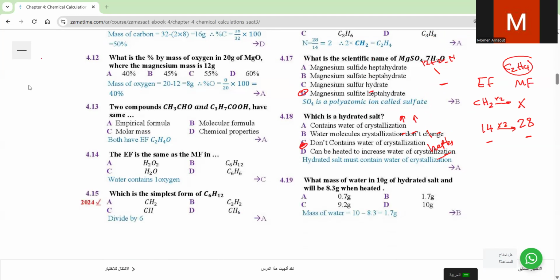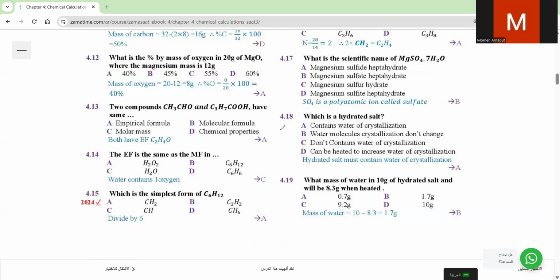Remember what is a hydrated salt? It contains water of crystallization, like the previous compound. It is called hydrated salt, hydrate. Remember from 1 to 10: mono, di, tri, tetra, penta, hexa, hepta, octa, nona, deca.